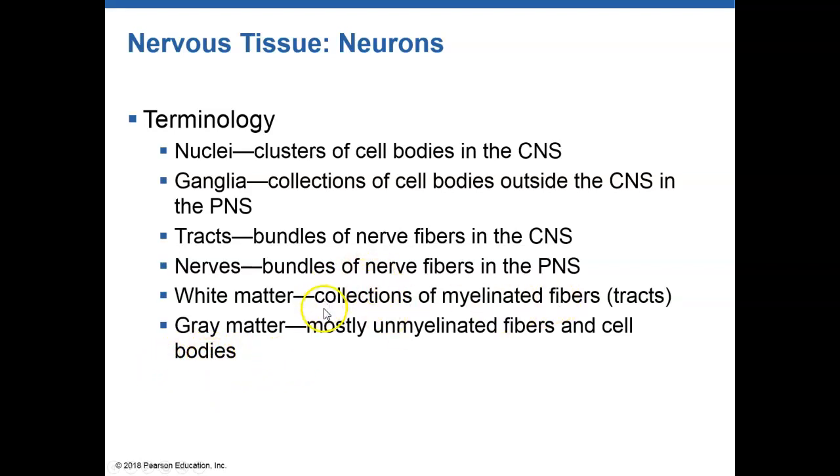In the spinal cord and in the brain, the white matter and gray matter switch. So in the brain, the white matter is predominantly the outer region, and the gray matter is inner. Whereas in a spinal cord, the white matter is the inner region and the gray matter is the outer.